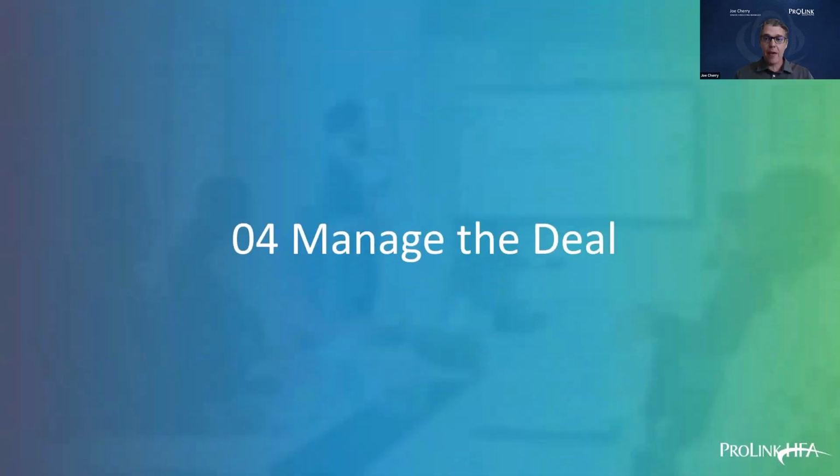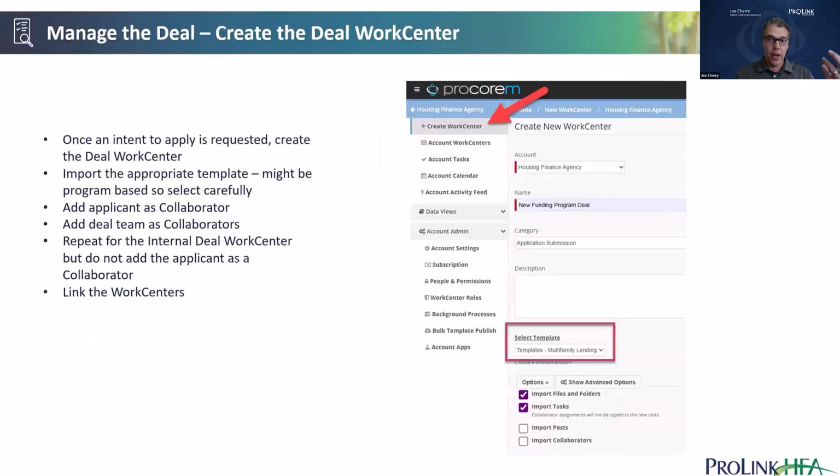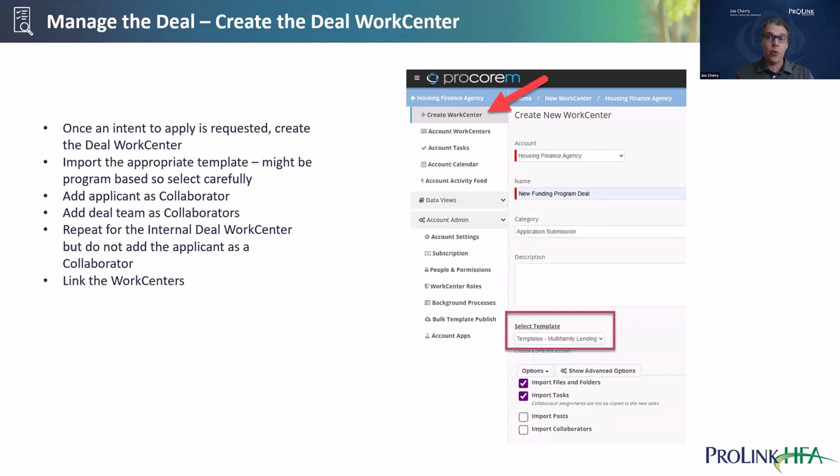All right, so we have everything that we're going to need to get going on this. Now it's time to launch the program and open up the application round. The first thing that we are going to do is consider using Procorum Deal Work Center to house the application. Now, there are clients who house that application on their own internal website. The idea is that there's no intention, there's no phone call saying, hey, I want to apply for this program, how do I do it? They simply grab the application and run with it.